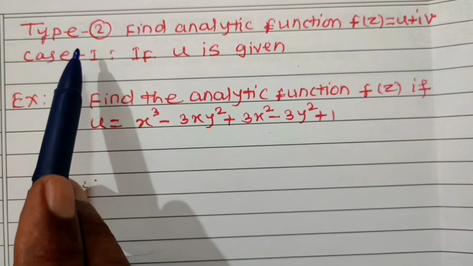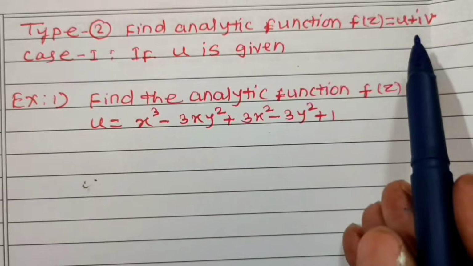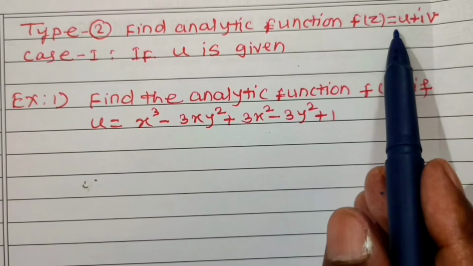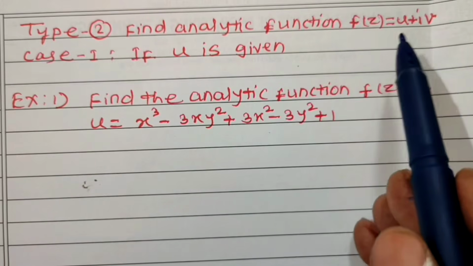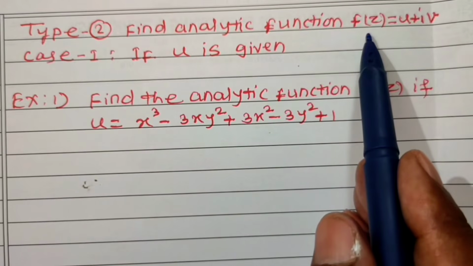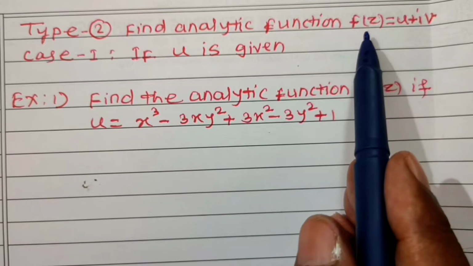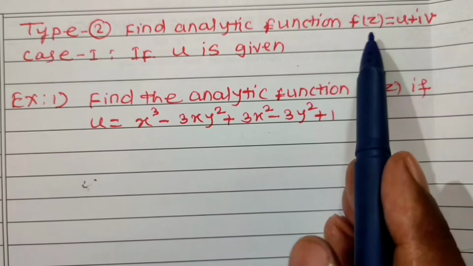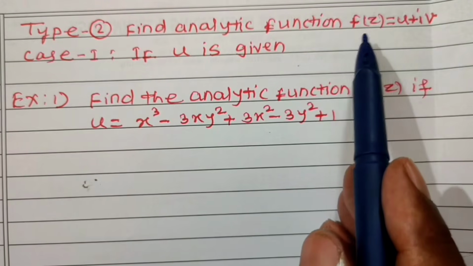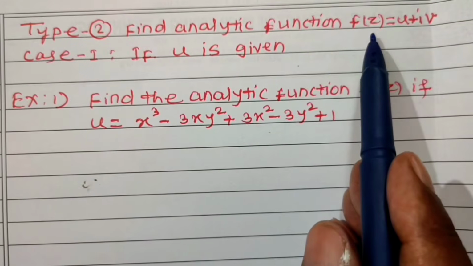And here in this type, we have to study 4 cases. Case number 1, if real part of f of z is given, find analytic function f of z. Case number 2 will be if imaginary part v is given, then find analytic function f of z. Case number 3 will be if u minus v is given, then find analytic function f of z. And case number 4 will be if u plus v is given, then find the analytic function f of z.